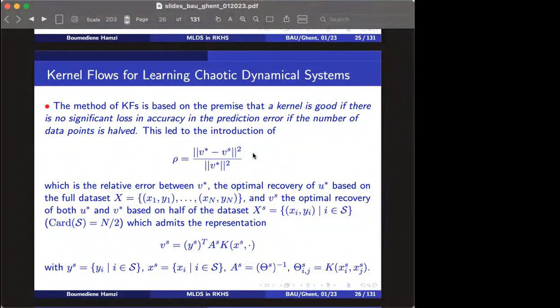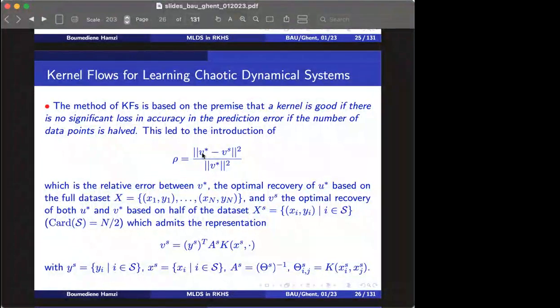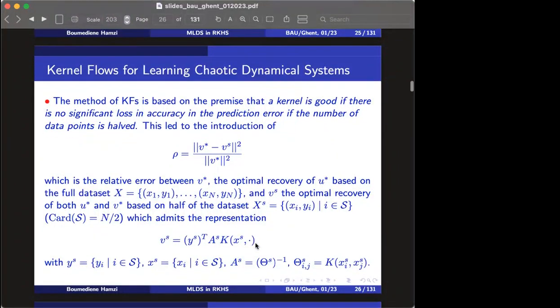So this is what it means in practice. We'll have this relative error rho, where v* is the approximant evaluated at capital N points, and vs is the approximant with capital N over 2 points. So we are interested in minimizing this error between v* and vs, and then we normalize just to make sure that rho is between 0 and 1. And this is the expression of the approximant with capital N over 2 points.